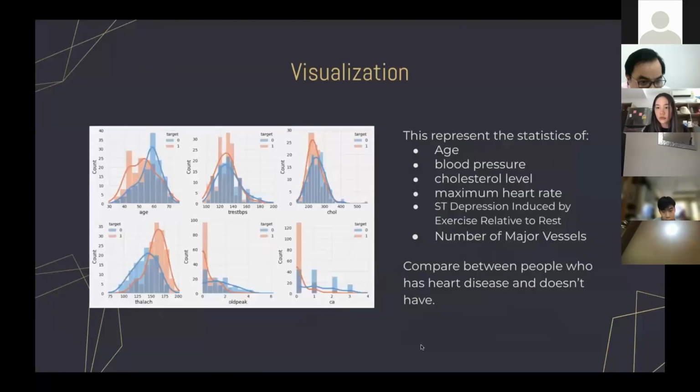Next, this graph represents the statistics of age, blood pressure, cholesterol level, maximum heart rate, ST depression induced, and number of major vessels, comparing people who have heart disease and those who don't. For example, this one represents which age has the highest rate of heart disease in the data set.